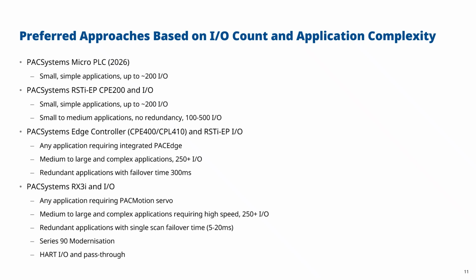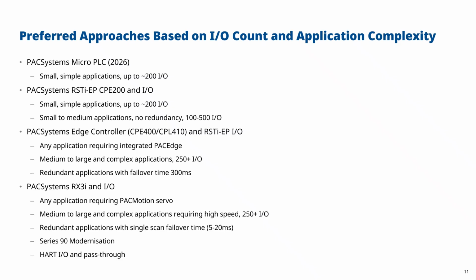And also for applications requiring Heart I/O and pass-through, you use the PACSystems RSTi Heart I/O, which then gives you that integration. You could use that with smaller CPUs, but you would still be needing the RSTi I/O modules. There is now an RSTi-EP Heart module as well, but it's a bit more limited compared to the RSTi Heart I/O, which gives you full pass-through to applications like AMS, which is Emerson's asset management system.